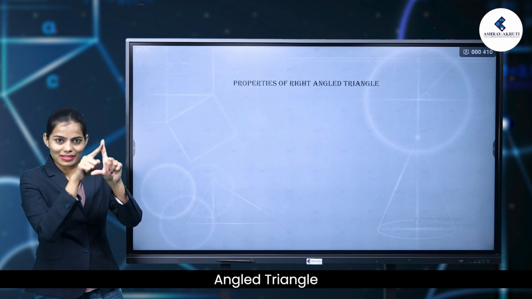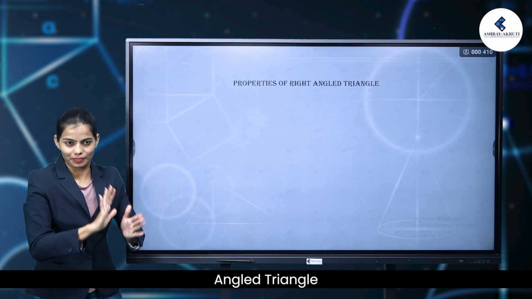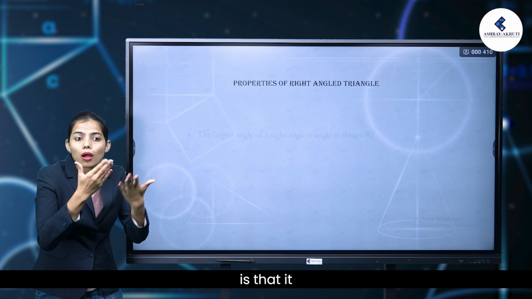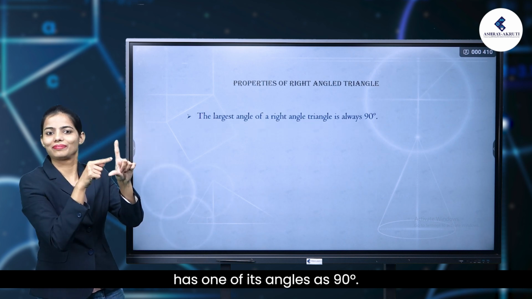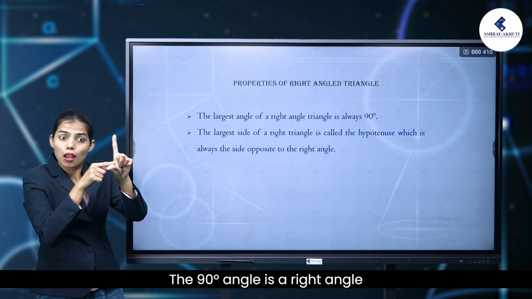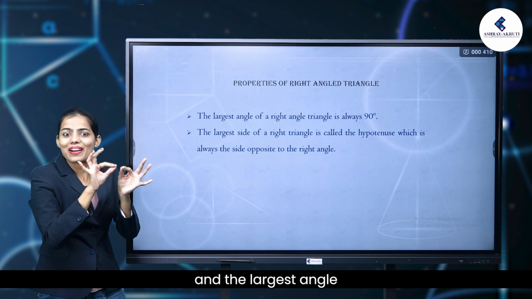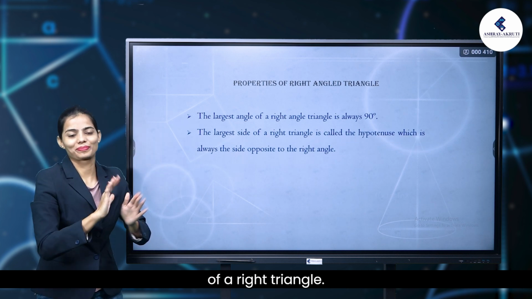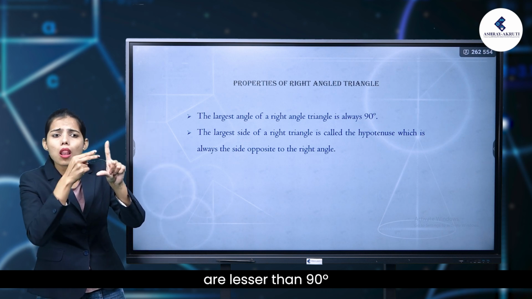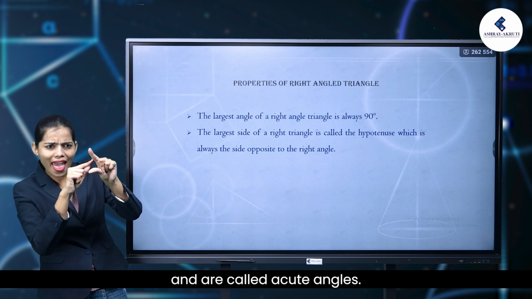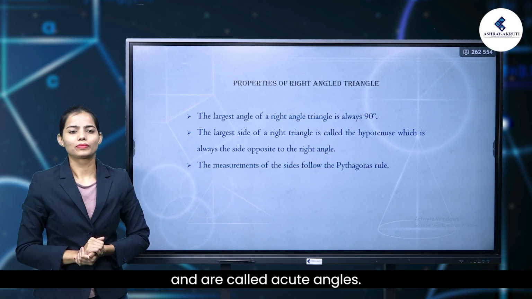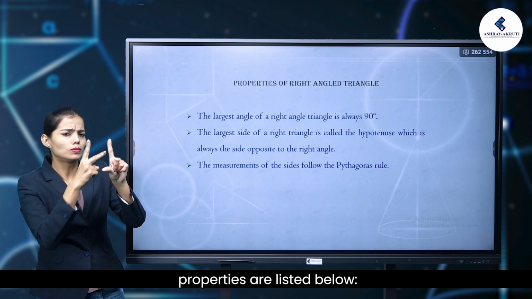Properties of right angle triangle. The first property of a right triangle is that it has one of its angles as 90 degrees. The 90 degree angle is a right angle and the largest angle of a right triangle. Also, the other two angles are lesser than 90 degrees and are called acute angles. The right triangle properties are listed below.